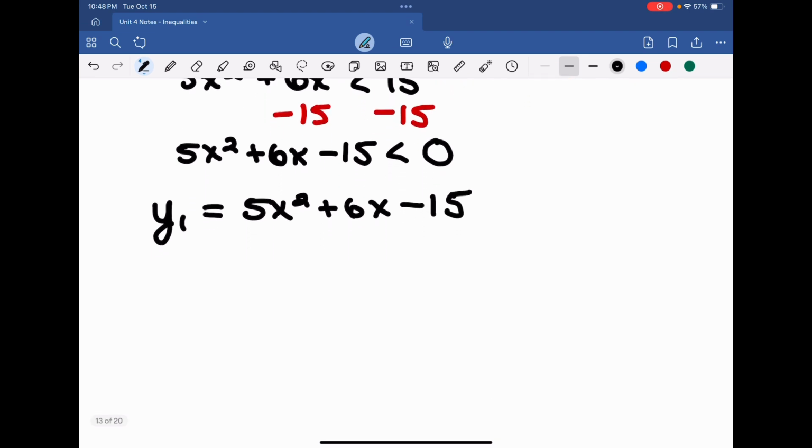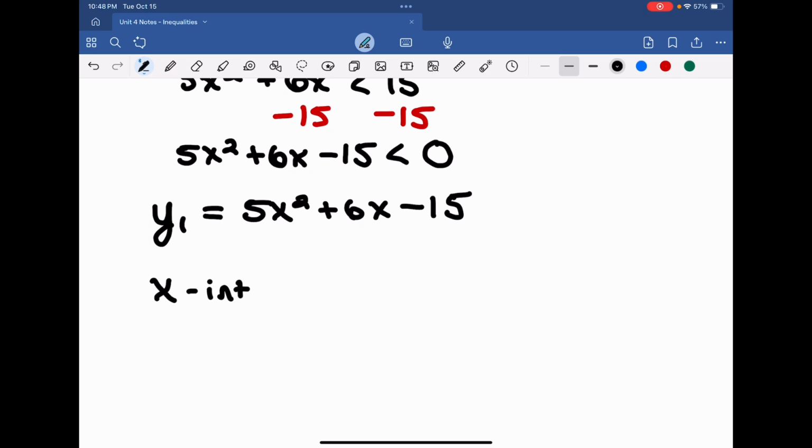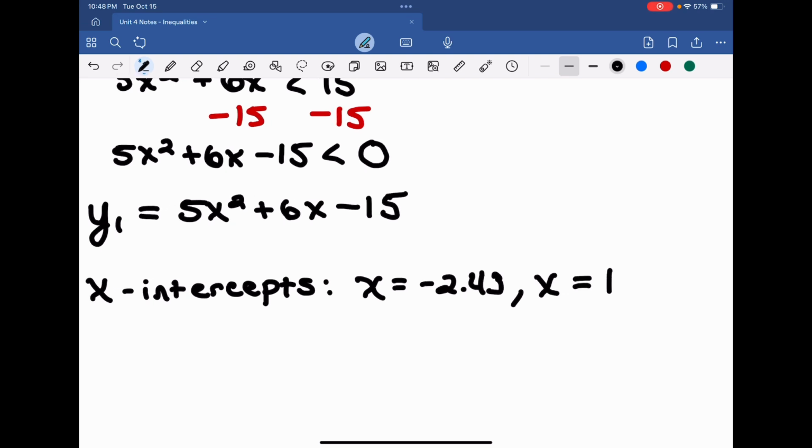If we type this into our graphing calculator, we're going to figure out that the x-intercepts are located at the following 2 points. And let's make sure I can write this out here. X-intercepts. The first x-intercept is where x is equal to negative 2.43. The other x-intercept is located at 1.23, but positive.